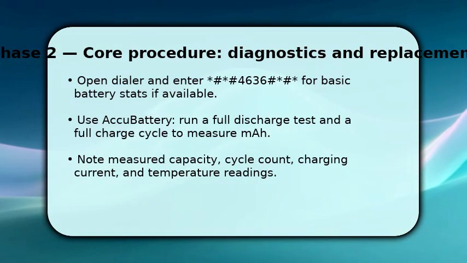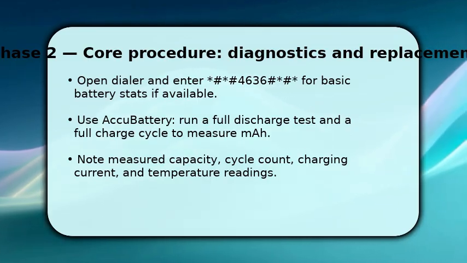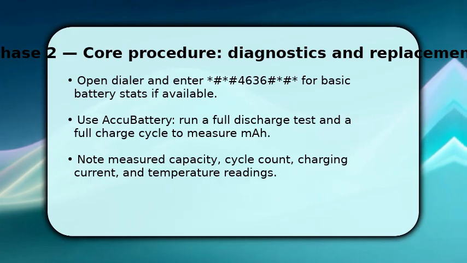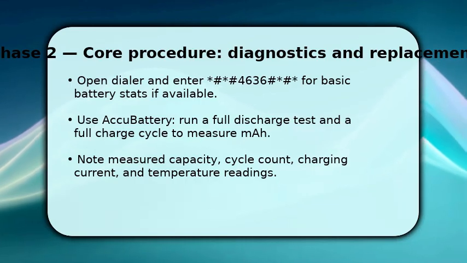You will now collect the core measurements. First, check quick stats by entering *4636 in the dialer. If the menu appears, record voltage and health fields. Then, run a Qoo battery.